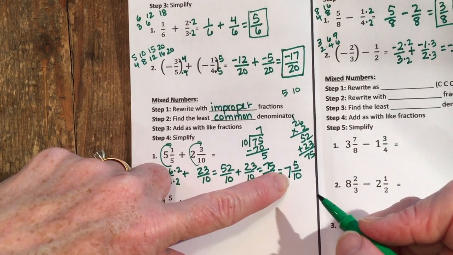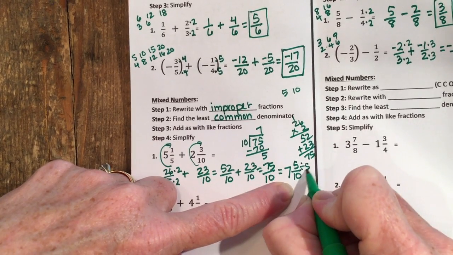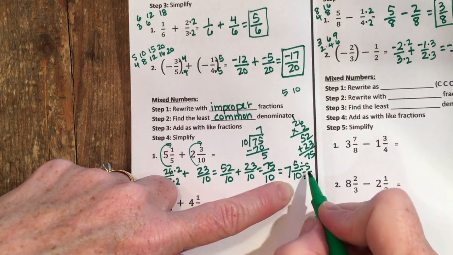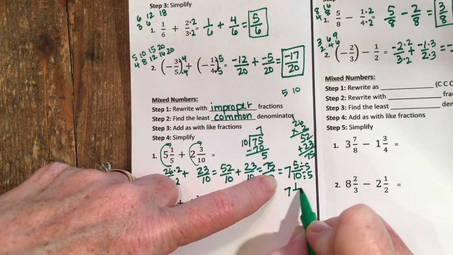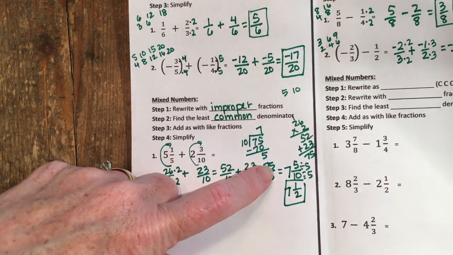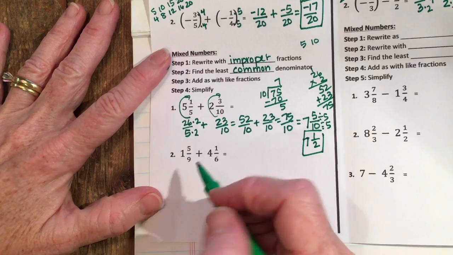7 and 5/10. You think you're done, except that 5/10 can be simplified. These are both divisible by 5. So find the simplest version of that fraction. So this becomes 7 and 1/2 as an answer. 7 and 1/2. Okay, same steps for number 2.